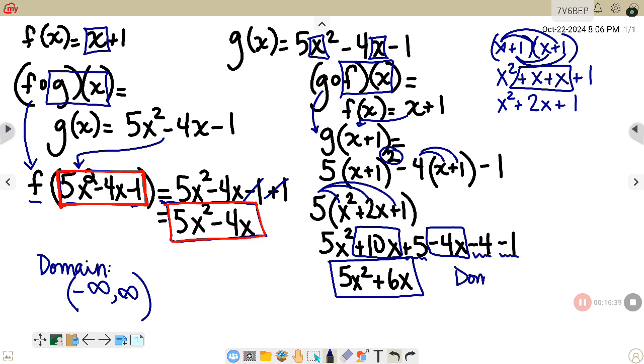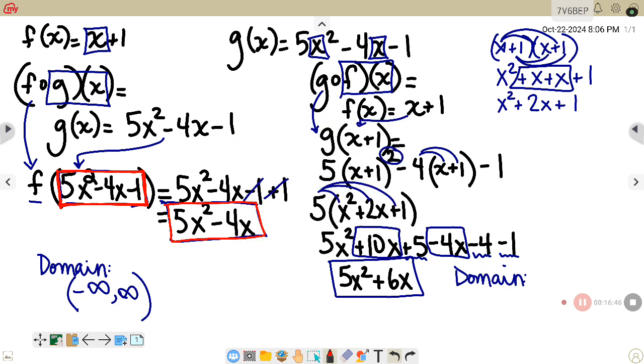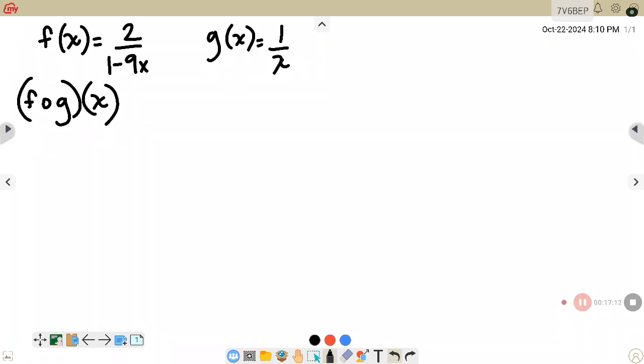Just like the previous ones, there's 2 places that you look at for restrictions: your final answer, and what you plugged in to get your final answer. Since I don't see any restrictions in either of those red rectangles, your domain, once again, would be negative infinity to positive infinity.